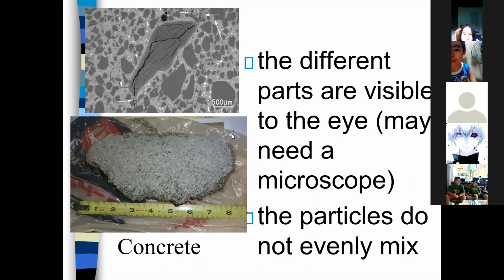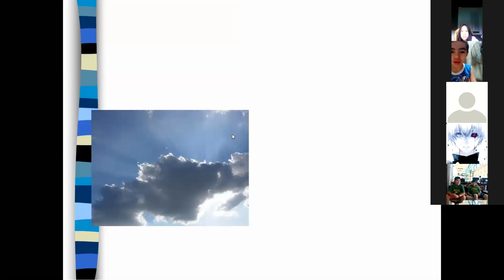We did have an experiment on this one, but then again, this is the new normal, so we cannot do as such. And also, a while ago in class, I did mention that the particles of the mixture are not evenly mixed. A concrete is an example of a mixture of cement, sand, and gravel. This is a concrete. It's a mixture of cement, sand, and gravel. Questions regarding the idea of a mixture?